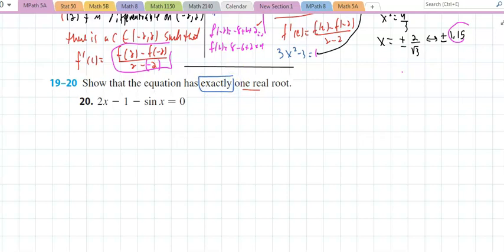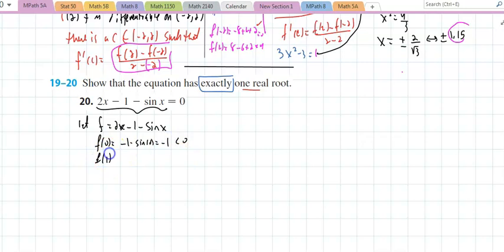So for one real root, I'm going to go back to your last test material and say, let's call this f. Let f equal 2x minus 1 minus the sine of x. I've got to find an interval. If I find f of 0, that's 0 minus 1 minus the sine of 0, that's negative 1. That's less than 0. Very good.